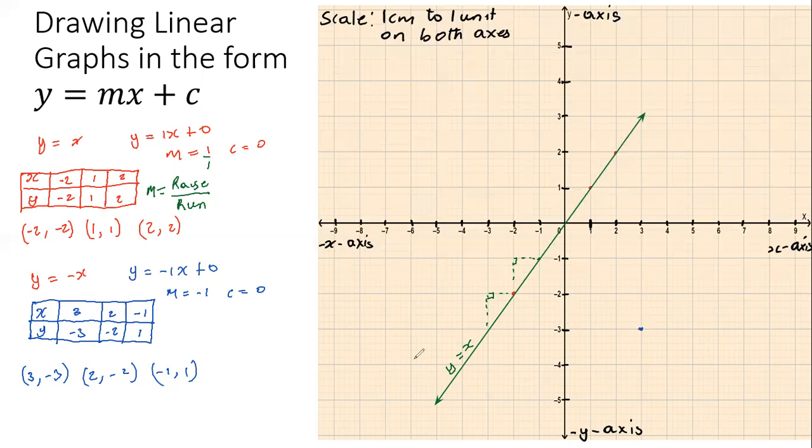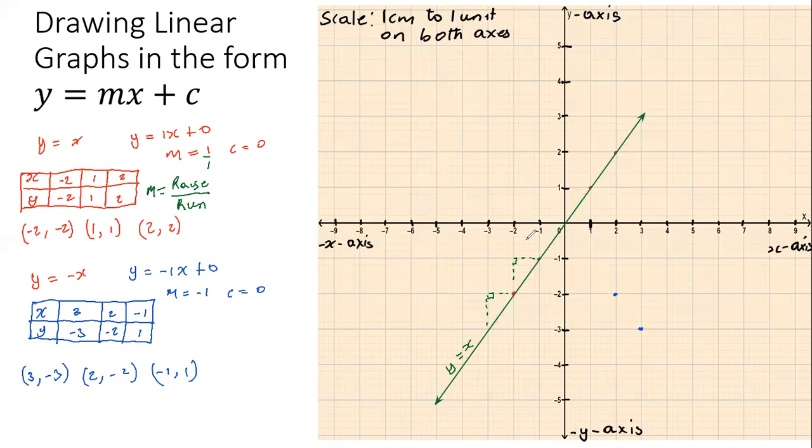The second point is going to be 2, -2. So we go back to the origin. The +2 is saying that we should make 2 movements to the right. So it's going to be 1, 2 to the right, and then 2 down because it's negative. So it's 1, 2. So it takes us right here.